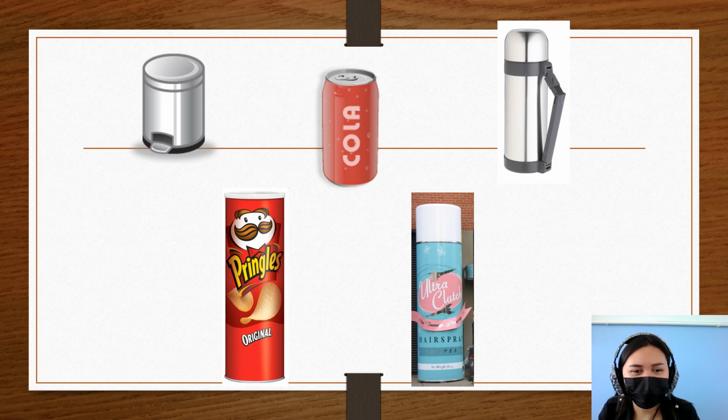Okay, you can see here a garbage bin, a cola in a can, a tumbler, Pringles, okay, and this one, Ultra Clutch, the hairspray for the hair. So these are examples of a cylinder.